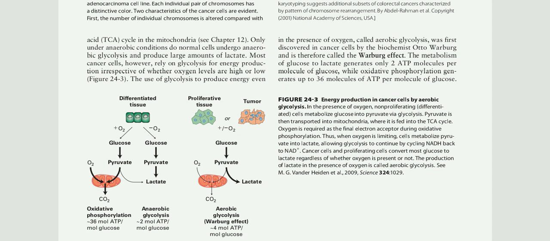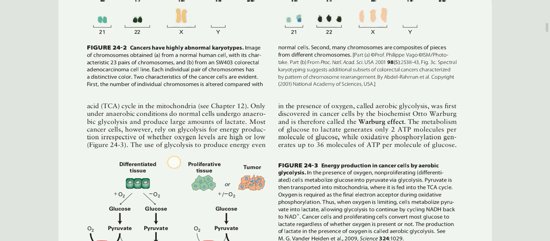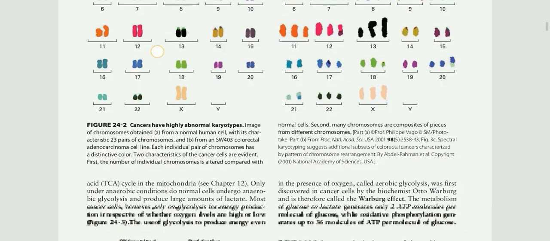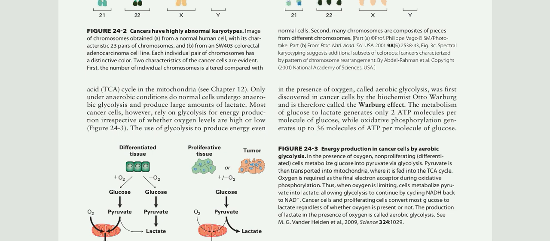Only under anaerobic conditions do normal cells undergo anaerobic glycolysis and produce large amounts of lactate. Most cancer cells, however, rely on glycolysis for energy production, irrespective of whether oxygen levels are high or low. The use of glycolysis to produce energy, even in the presence of oxygen, called aerobic glycolysis, was first discovered in cancer cells by the biochemist Otto Warburg and is therefore called the Warburg effect.